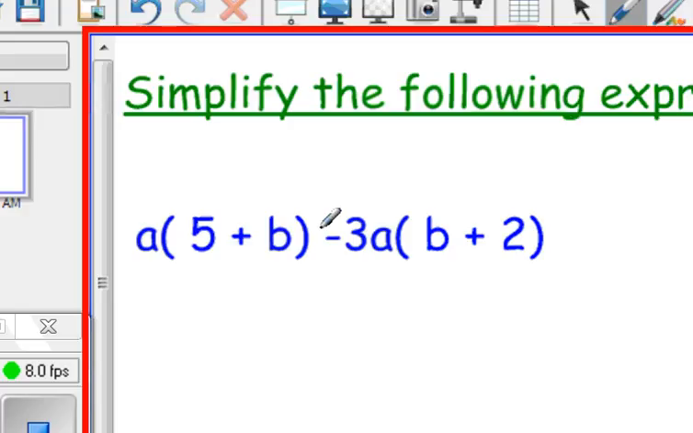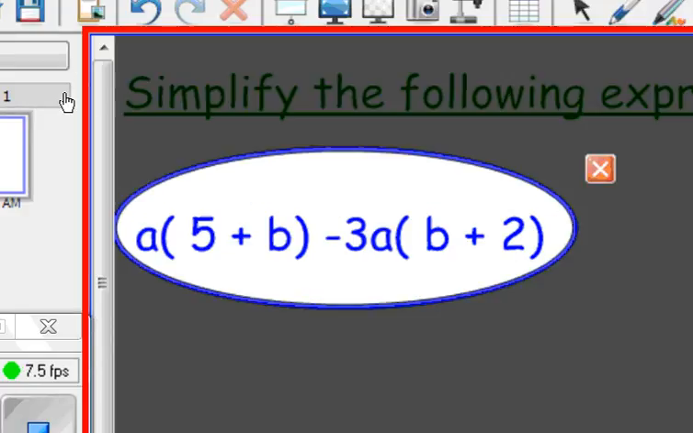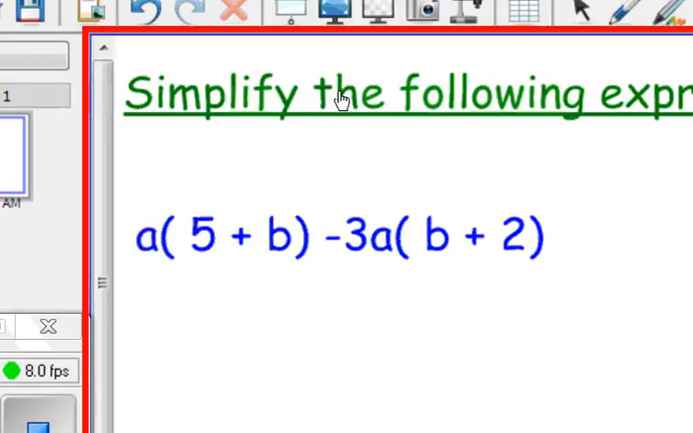So in this particular problem, we're going to look at the following. We are going to simplify it as far as it will go. That does not involve solving, it's just simplifying it.